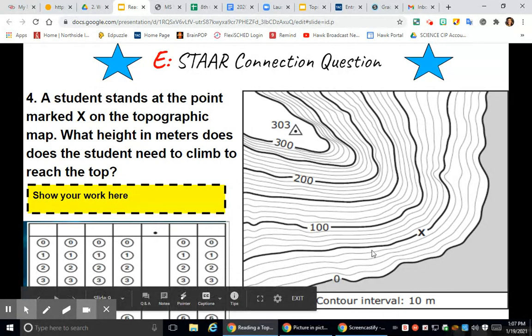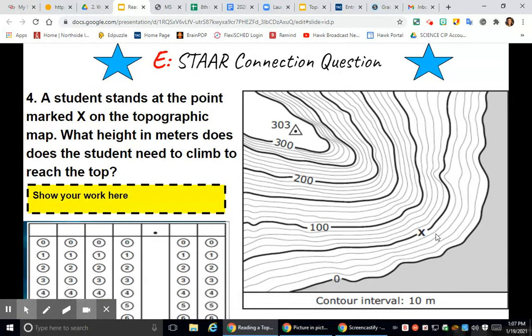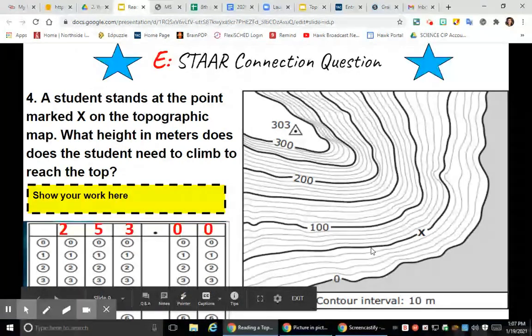So intervals of 10. So it goes 10, 20, 30, 40, 50. So the student is at an elevation of 50 meters. So we want to take 303 and subtract 50 meters. And that would tell us how much he needs to go, which is 253 meters.